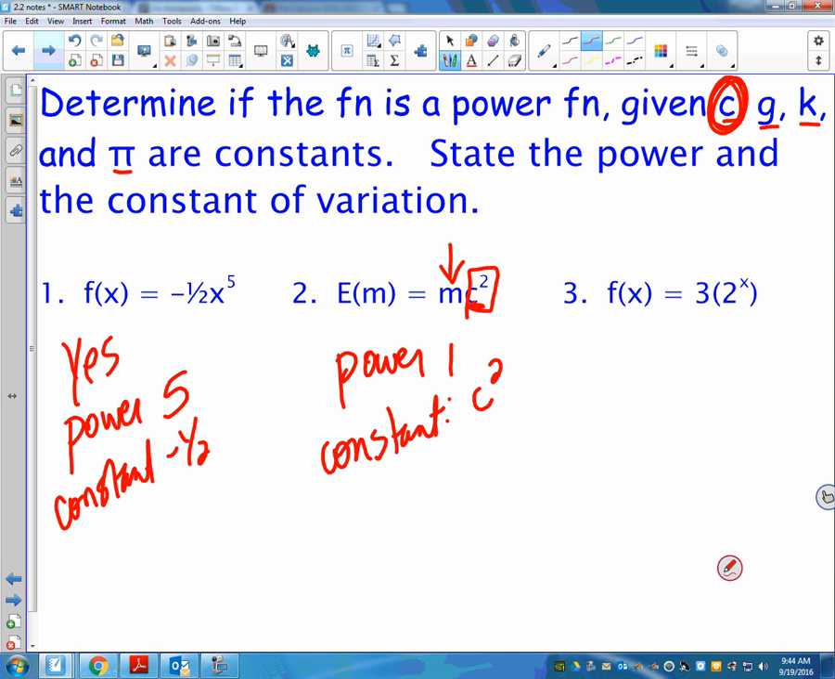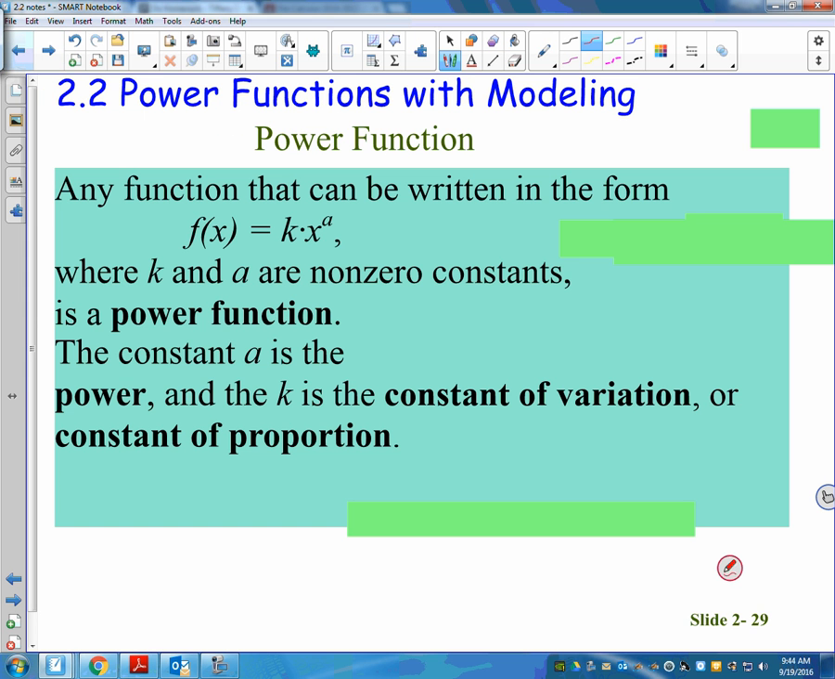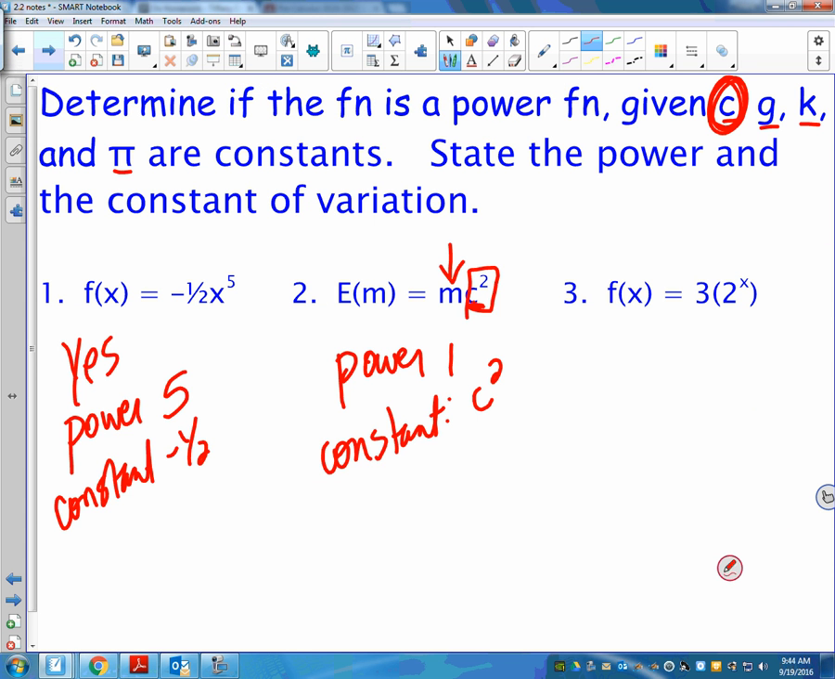So that was tricky, right? What about this one? Is this a power function? Yeah. To be a power function, you have to have a constant times x to a power. No. That has a number to the x power, not x to the number power. So this is not a power function.